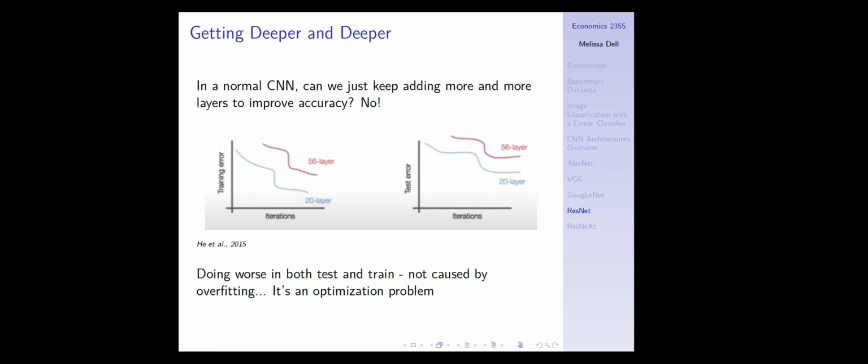And you can see that from these two graphs that come from the ResNet paper. They compare a standard CNN architecture with 20 layers versus 56 layers. The testing error is on the y-axis, iterations on the x-axis. And you can see that the 20 layer one does much better than the 56 layer one, not just in the test data, but also in the training data, right? And you're not worried about overfitting in your training data. So this is a clear indication that something has gone wrong with the optimization.